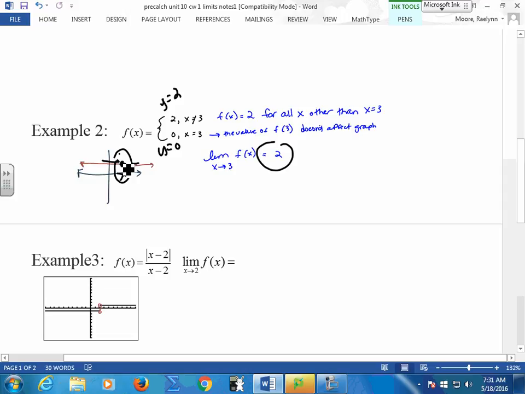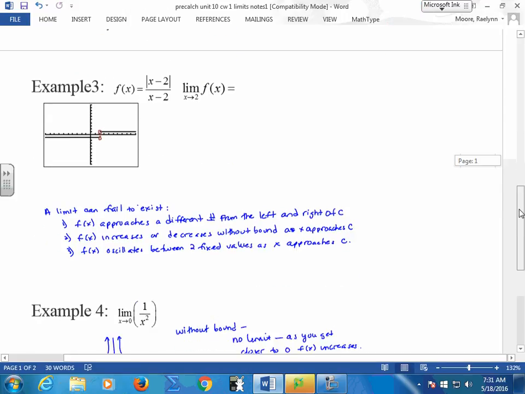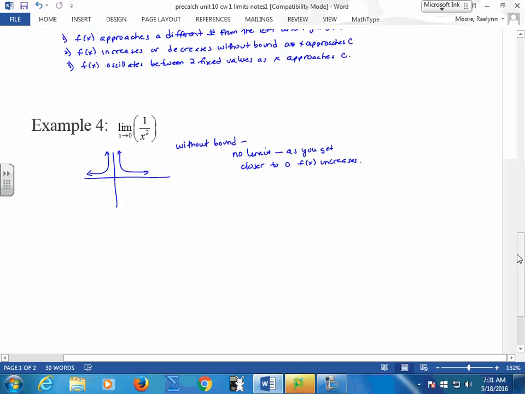Has to be at 2. We're going to do some more of these. These are just solving them graphically, and we're also going to look at algebraically today.